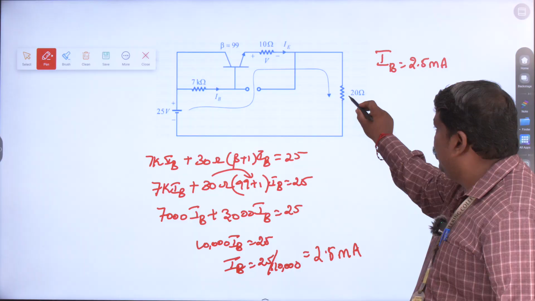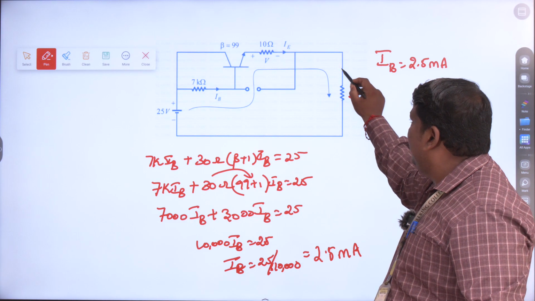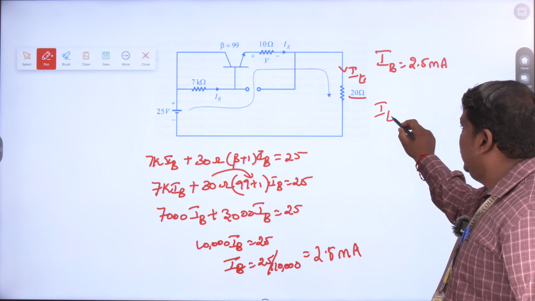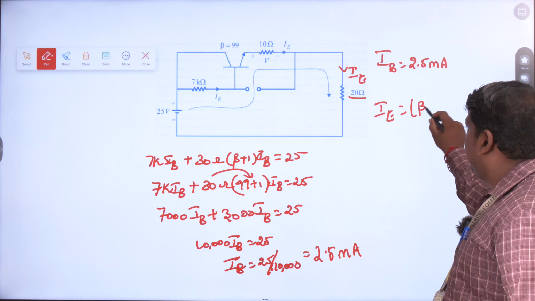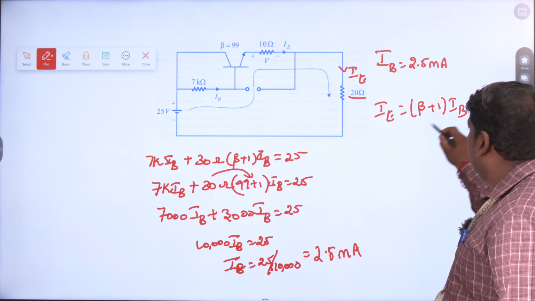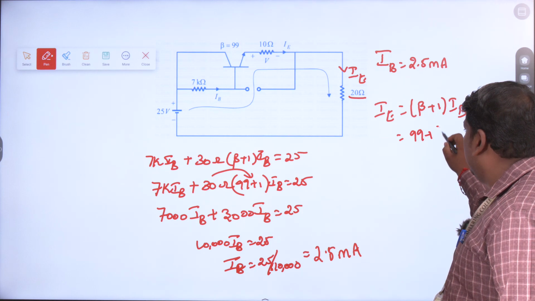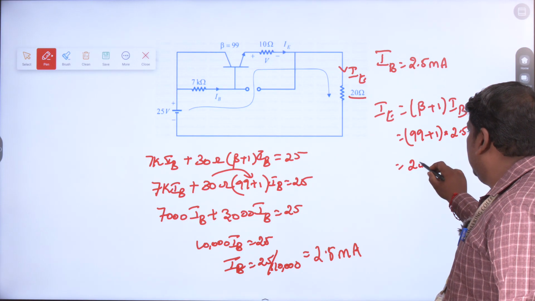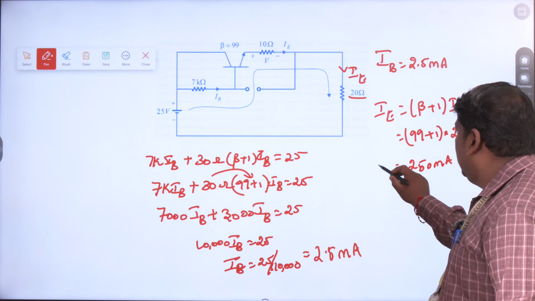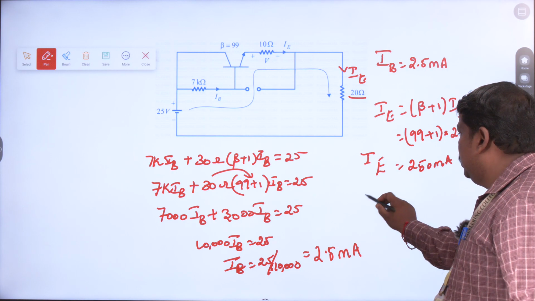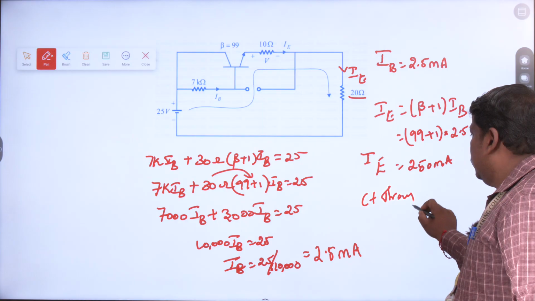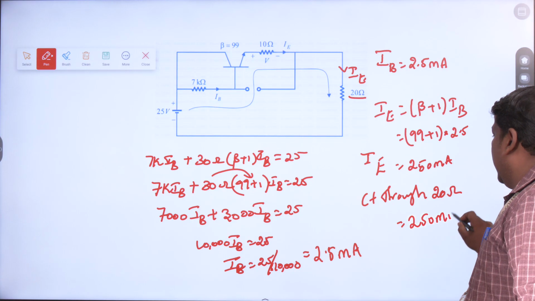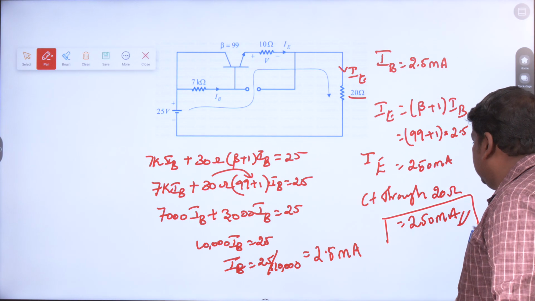But in the 20 ohm resistor, there will be a flow of emitter current. So we have to find the emitter current. IE is equal to beta plus 1 into IB. We know that 99 plus 1 into 2.5 gives 250 milliamps, which is your emitter current. So the current through the 20 ohm resistor is equal to 250 milliamps. This is your answer for this problem.